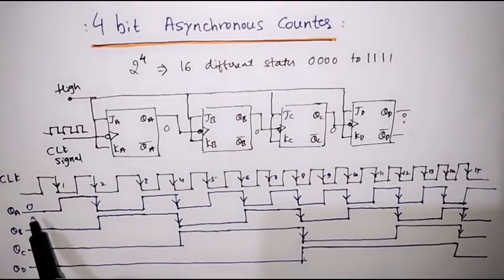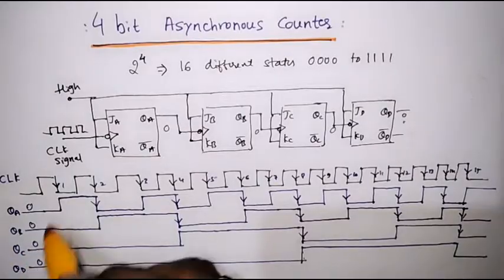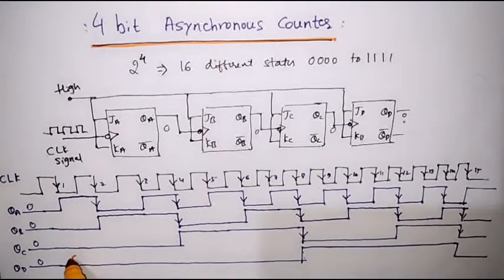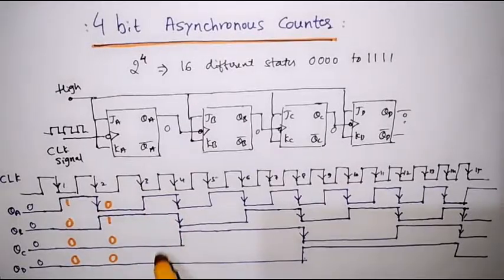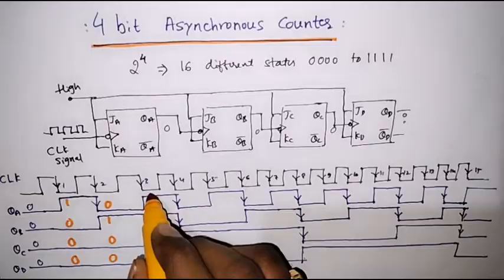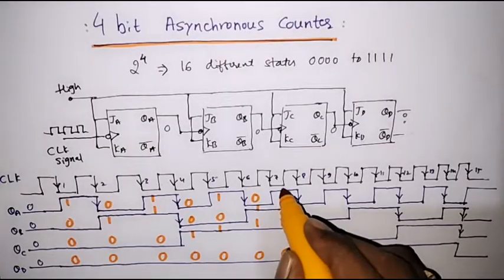Now we can observe the outputs. When there is no clock, the outputs are 0 0 0 0. When the first clock pulse arrives, the outputs are 0 0 0 1. At the second one, 0 0 1 0. After the third clock pulse it is 0 0 1 1. At the fourth clock pulse it is 0 1 0 0. At the fifth one it is 0 1 0 1. After 6 it is 0 1 1 0. At 7 it is 0 1 1 1.